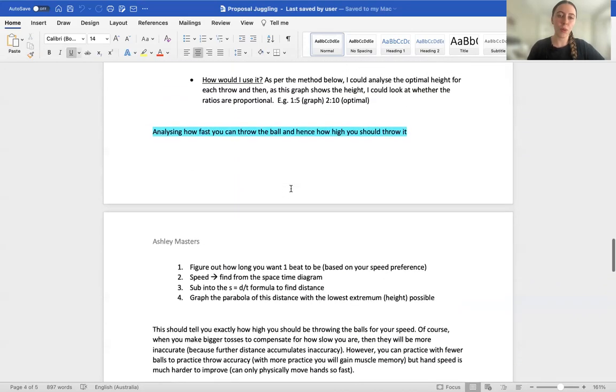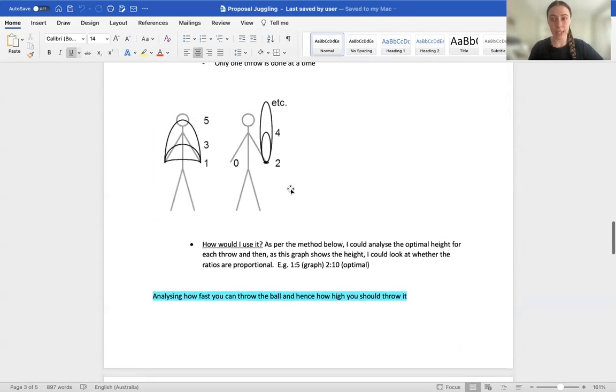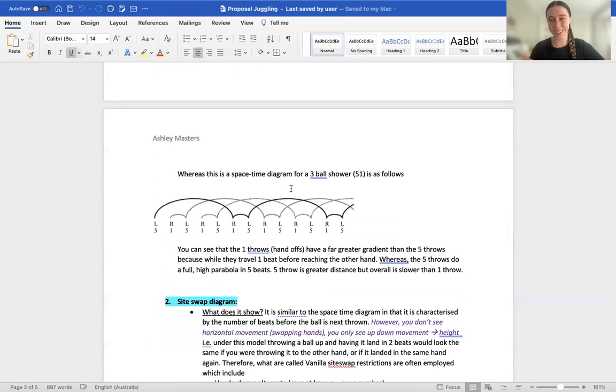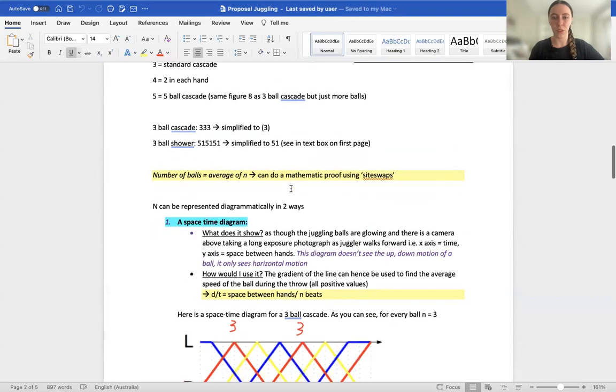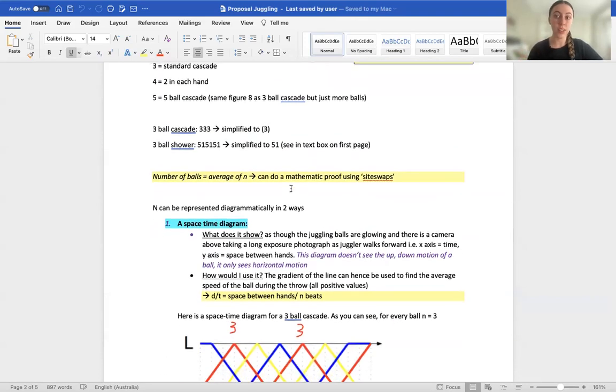So I hope through sharing my failed proposal for an IA that, firstly, it makes you feel a little bit better if you have had an IA rejected, because we've all been through it, and you'll find a better topic, and your teacher will approve that, and you're going to go forward, and it's going to be great. Even better, I'm sure. If I had done an IA on this, it would have been terrible.